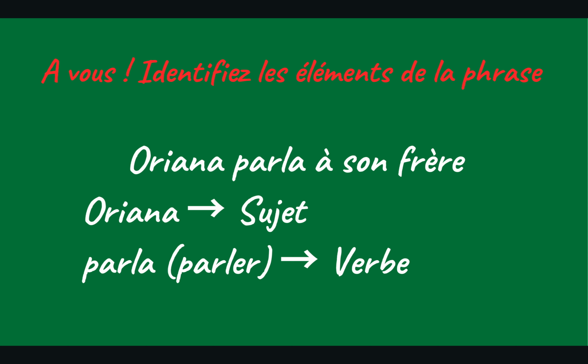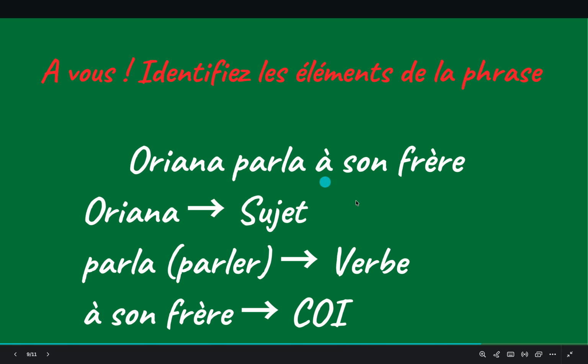So if you try to identify if it's a COD or a COI or another complement, try to find the good question. The good question here is, Oriana parla, à qui? À qui is the right question to ask. So, what will answer à qui? À son frère. So, if it answers à qui, like it is doing here, it's the COI. À son frère is COI of the verb parla. Parla à qui? À son frère.